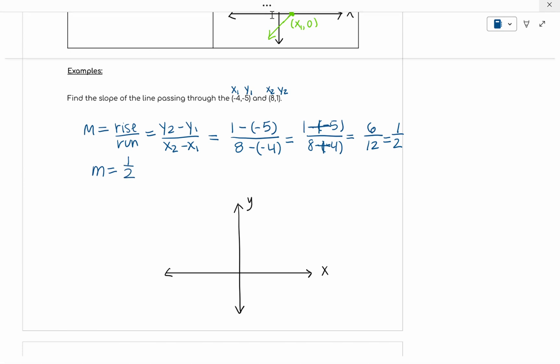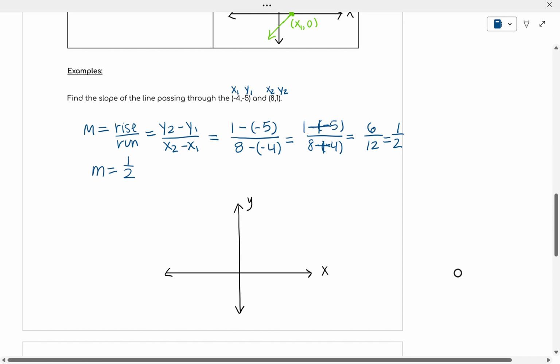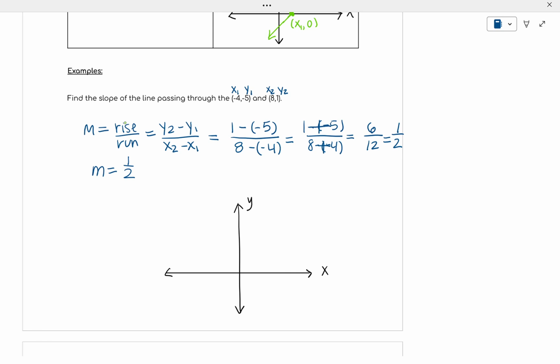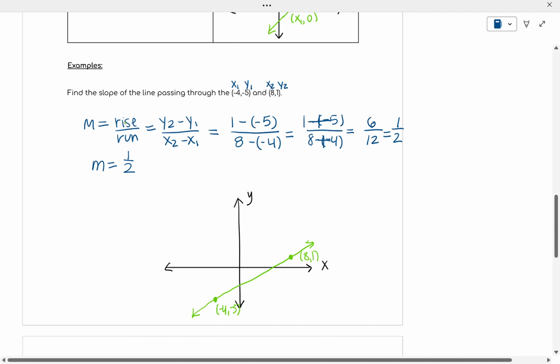So let's think about this graphically as well. Let's plot the points. We have negative 4, negative 5. I'll roughly sketch this. So I'll say this is around negative 4 and this is around negative 5. Negative 4, negative 5, and then 8, 1. So that'll be like around here, 8, 1. And connecting the points, we have our line.